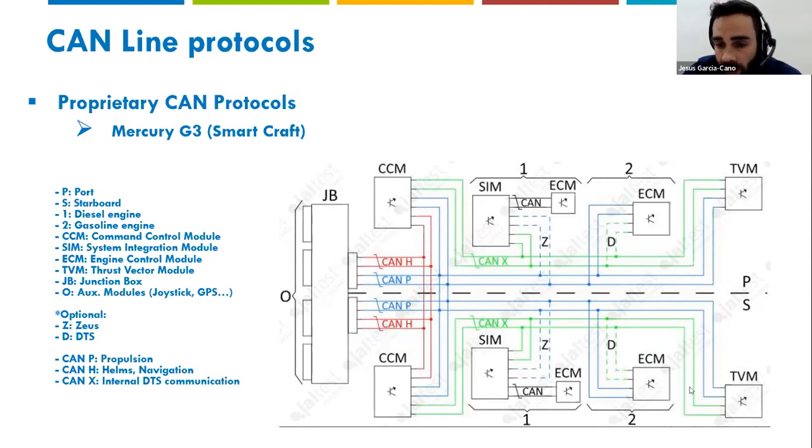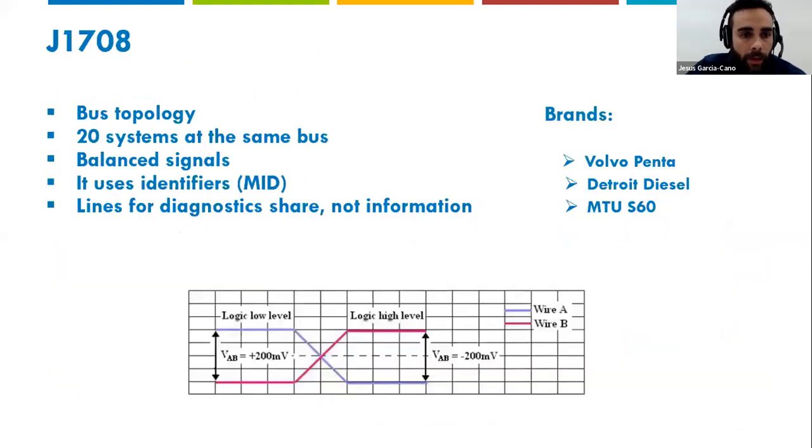So, okay, and the last module is the TVM, the thrust vector module, to control the direction of the boat. Okay, with a joystick or something like that. Okay, now we finish with the main CAN line protocols.